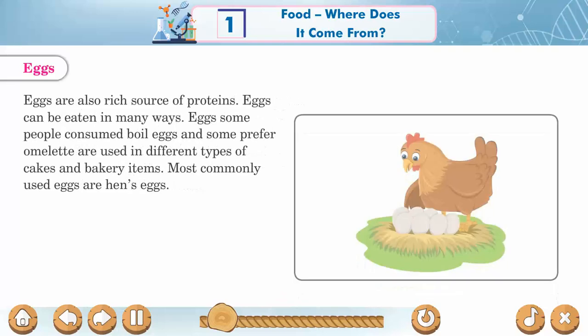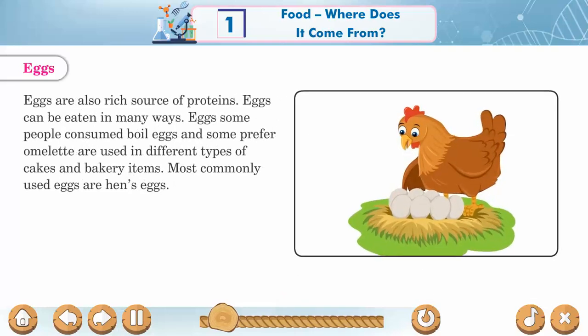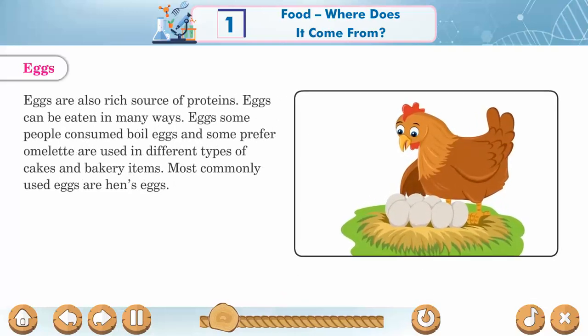Eggs. Eggs are also a rich source of proteins. Eggs can be eaten in many ways. Some people consume boiled eggs and some prefer omelette. Eggs are used in different types of cakes and bakery items. Most commonly used eggs are hen's eggs.